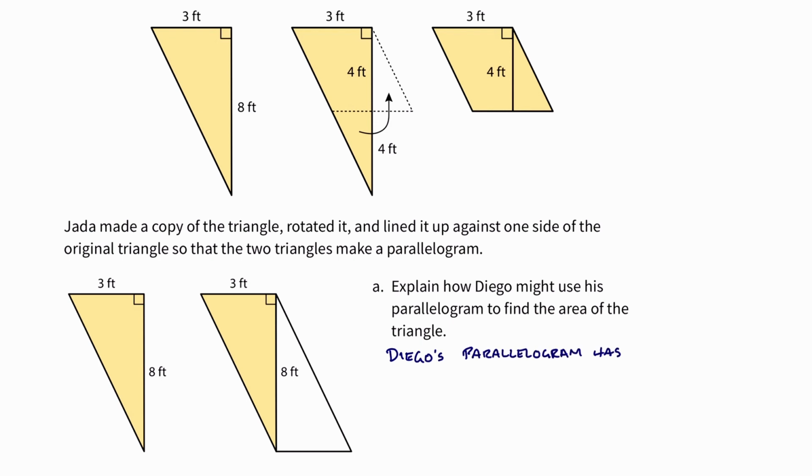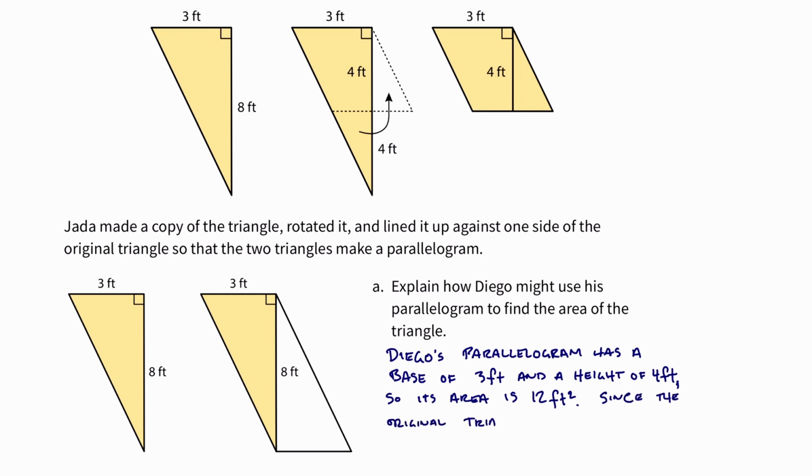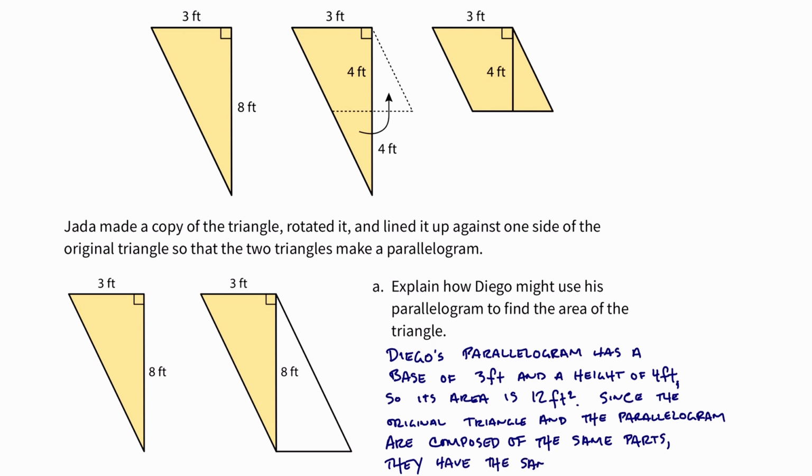Well, Diego's parallelogram has a base of 3 feet and a height of 4 feet. So its area is 12 square feet, 3 times 4. Since the original triangle and the parallelogram are composed of the same parts, they have the same area.